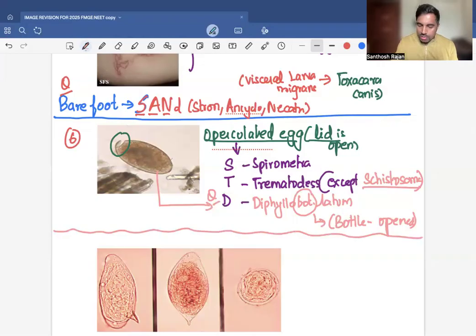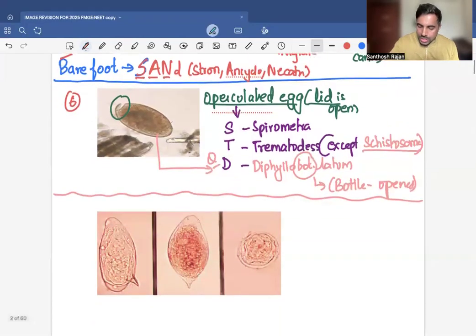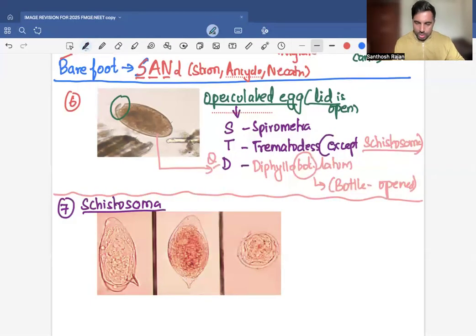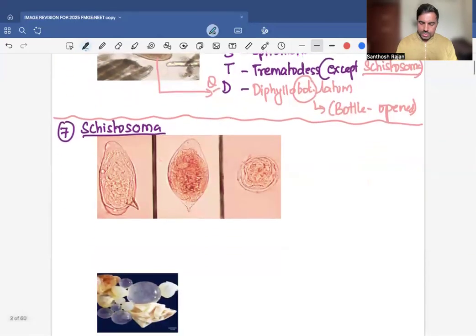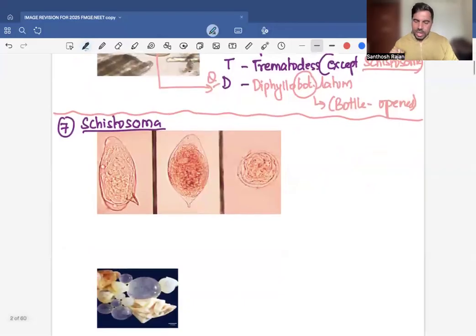Now comes the next one, and a very, very important one. Frequently these days, I see the questions are asked from here. That is your Schistosoma. Schistosoma is frequently asked. Why? Because this is one reason: it's a non-operculated egg. We just spoke, it's completely closed. And then three species are there. Based on the spine only, we are going to distinguish them. So the first one, I'm going to write it here, is Schistosoma mansoni. I'll give you how to remember.